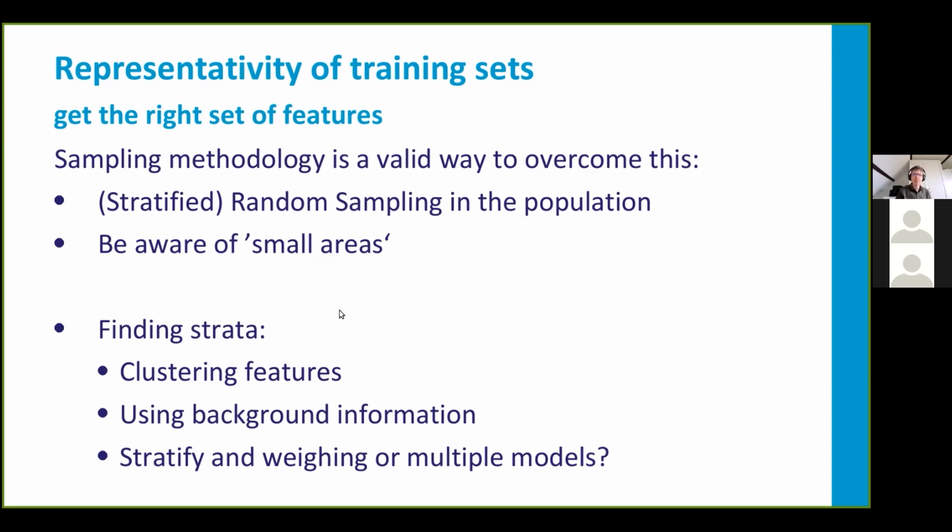We have to look at random sampling, stratified random sampling, and within the stratified random sampling, we have to see how we define the strata. And we can just use the background information like we always do when we are trying to find an optimal stratified random sample. But we could also use clustering features on the input feature space.